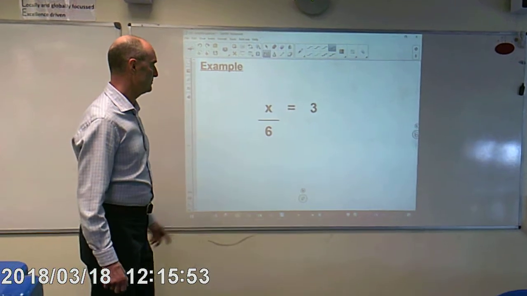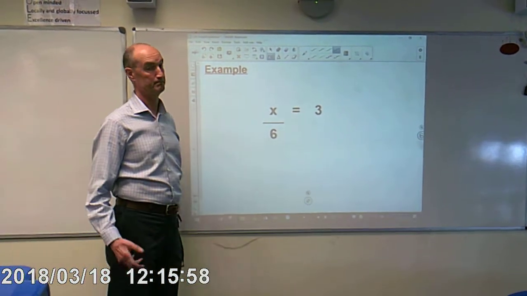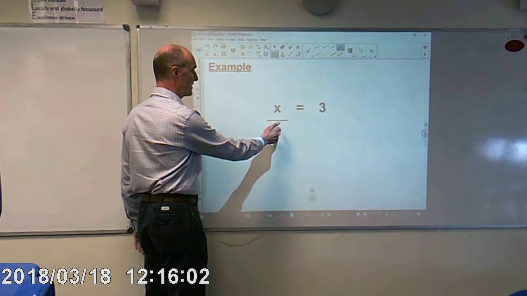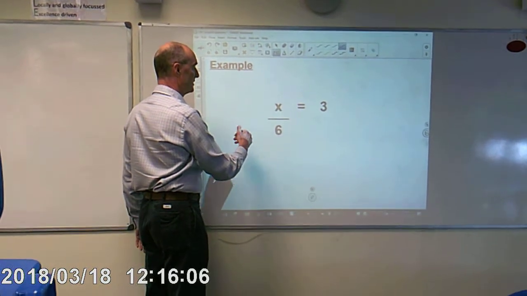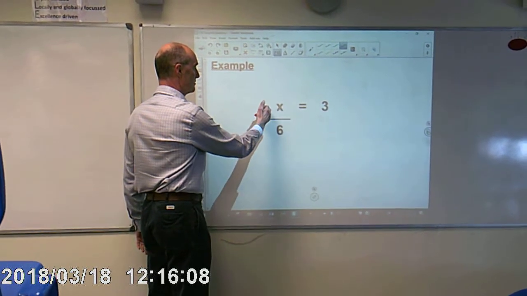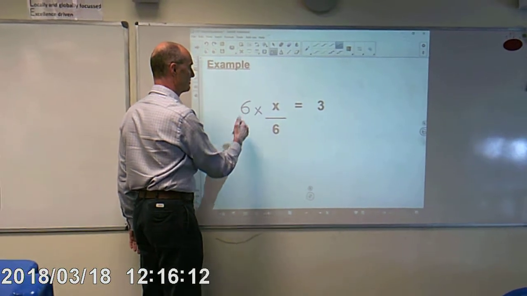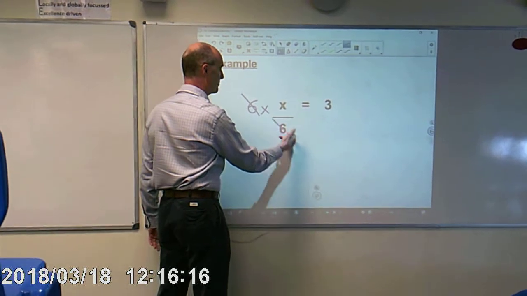Simple example. x divided by 6 equals 3. So what does x equal? I want to get rid of this 6 below the x to get the x on its own. So, the opposite, multiply both sides by 6. That allows us to cancel the 6 from top and bottom.